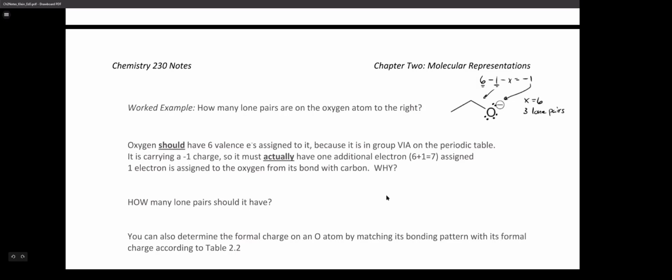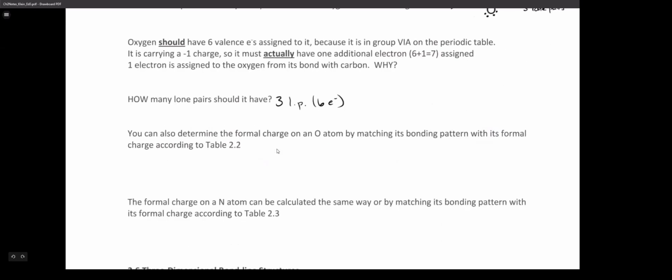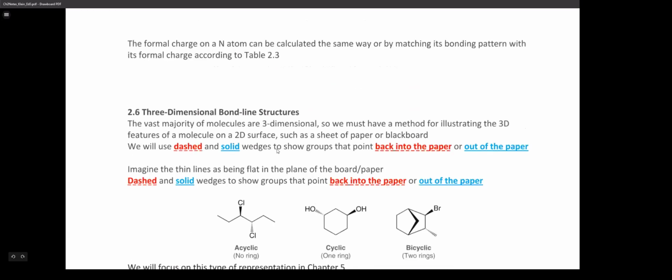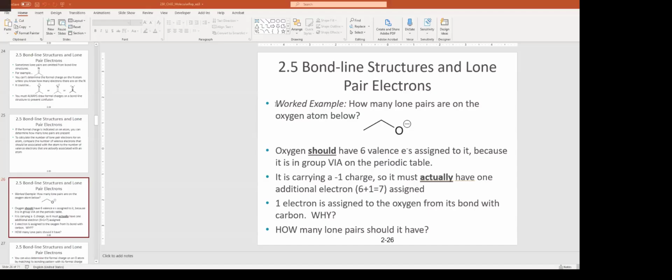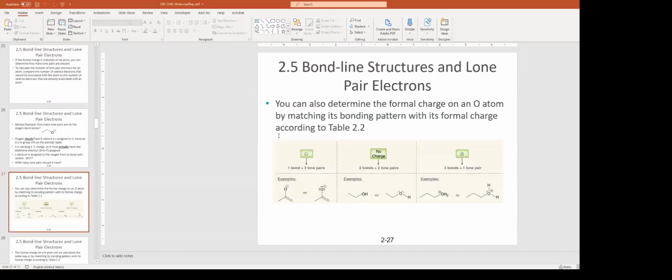Okay. So it should have 3 lone pairs, which would be 6 electrons. Or you just have to know the pattern. And that's usually what I recommend. You just need to know the patterns.